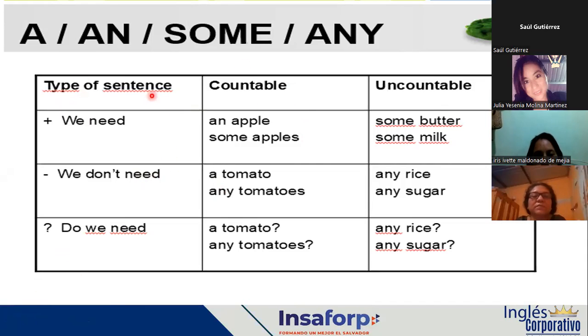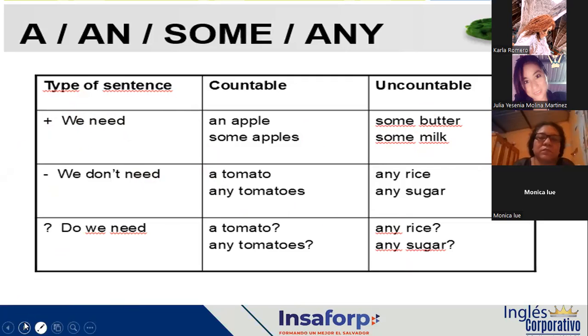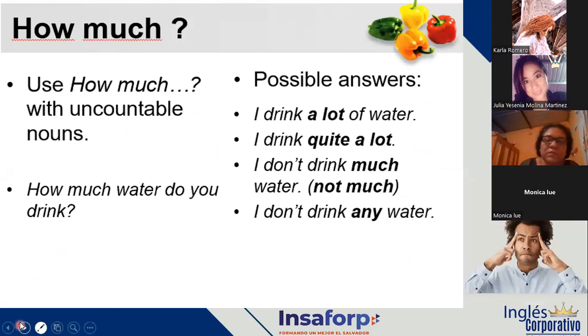Solo un recordatorio, ¿verdad? We use for positives, some, for negatives, any, and for questions, any. That's just a reminder. Now, let's go to the next part. Now, let me tell you guys, cuando utilizamos los incontables, la pregunta que vamos a utilizar es, how much? How much, as it says there, we use how much with uncountable nouns.